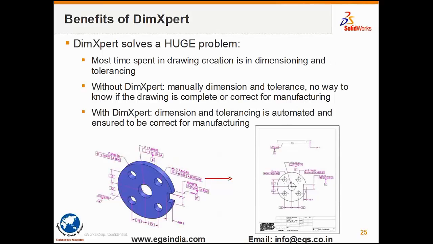Now, the benefits of DimXpert are that most of the time spent in drawing creation is in dimensioning and tolerancing, which is a huge problem that needs to be solved, and DimXpert addresses that perfectly. Without it, with a manual dimensioning and tolerancing scheme, there is no way to know if the drawing is complete or correct for manufacturing. With DimXpert, it is automated and correct manufacturing can be ensured.